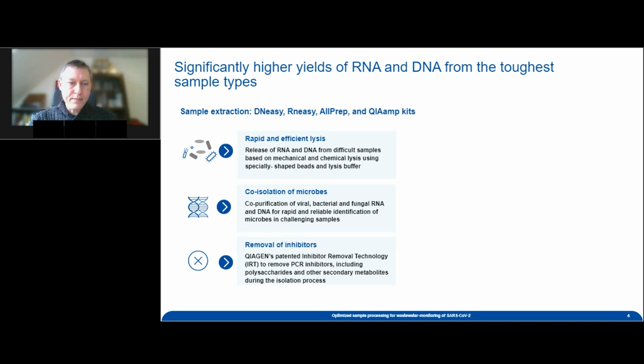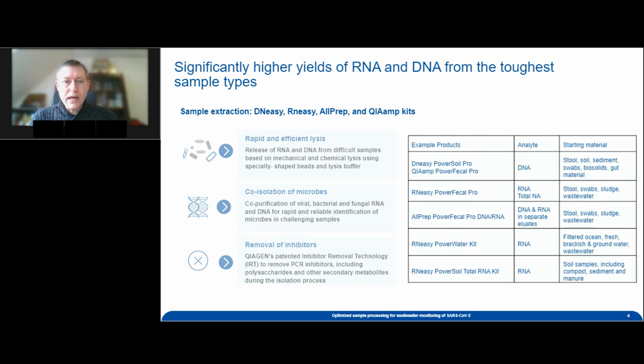But also these samples are very high in inhibitors. So all of these samples contain substances which are going to be problematic for your downstream extraction, your downstream analysis, if they're not dealt with during the extraction process. And for all of these kits, or all of these sample types, we have kits available. An example listing of them here is in the table.